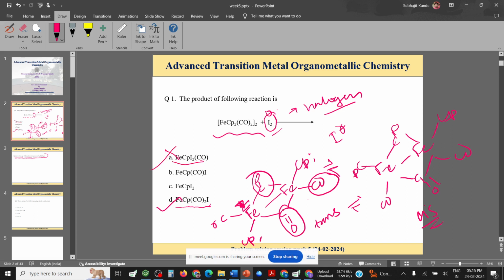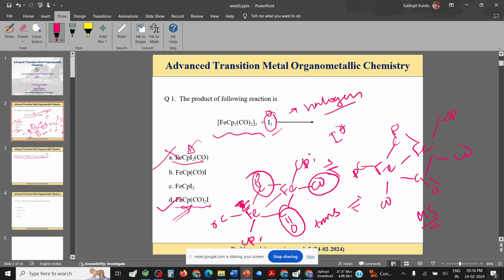This one looks similar, but here is the I2, CpI2. So the answer will be FeCp(CO)2I. This will be our correct answer. With this discussion, I am going to the next question.